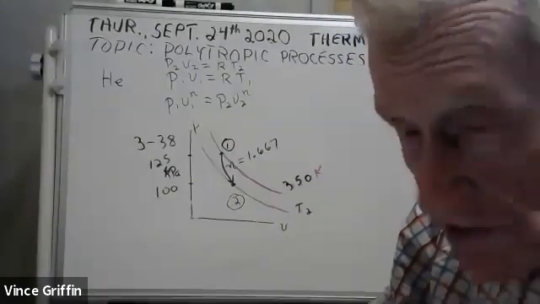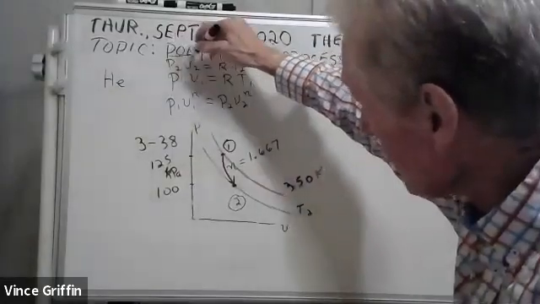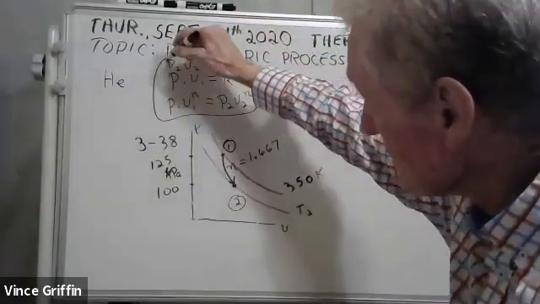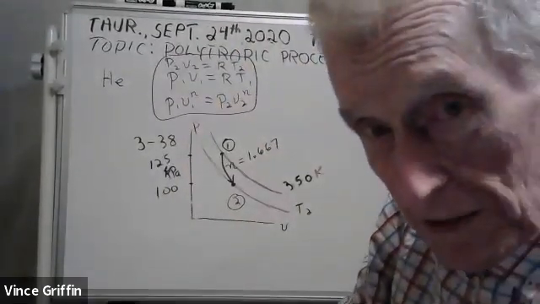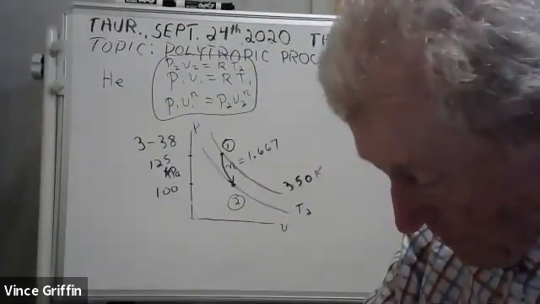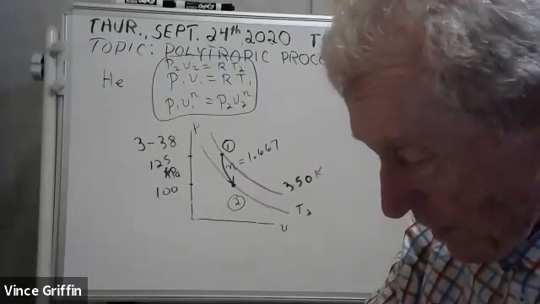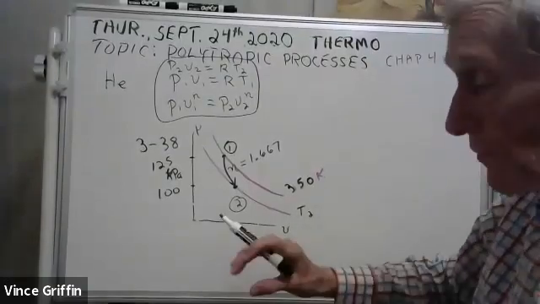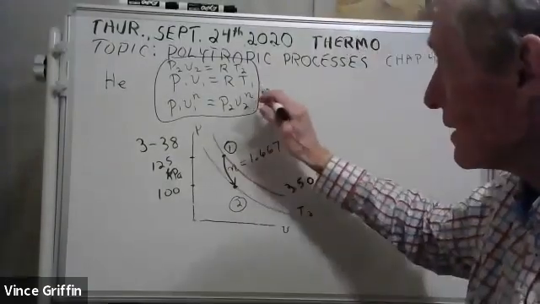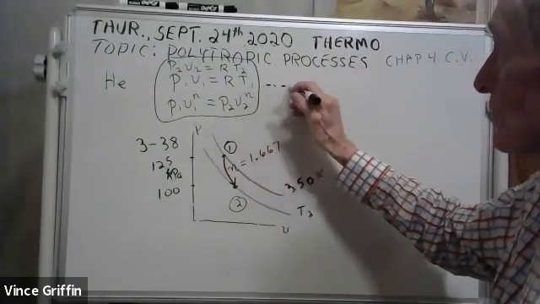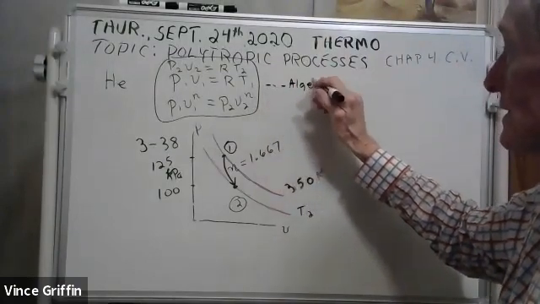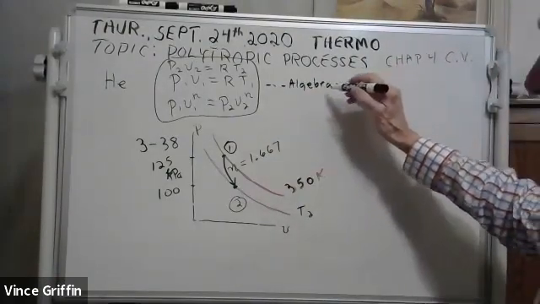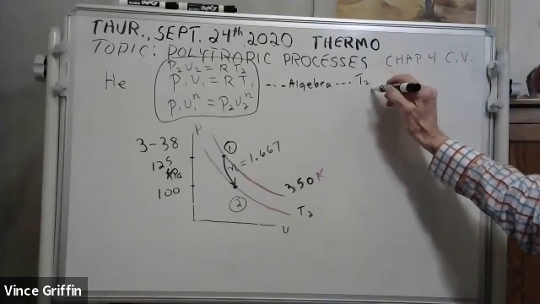We have three different equations there. Here, let me box them up for you. We've got three wonderful equations. Two of them are ideal gas equations, and that third one is the polytropic equation. And what we're going to do now is a little algebra. You guys love algebra. And when we get through, we're going to come out with this wonderful equation here.